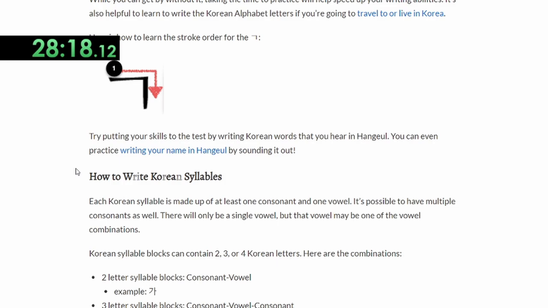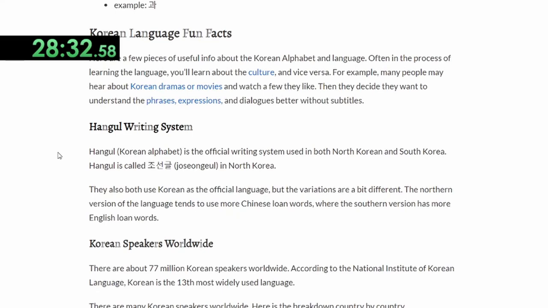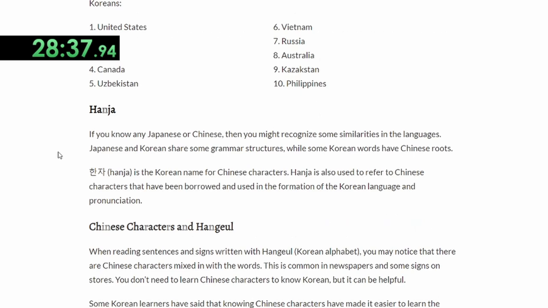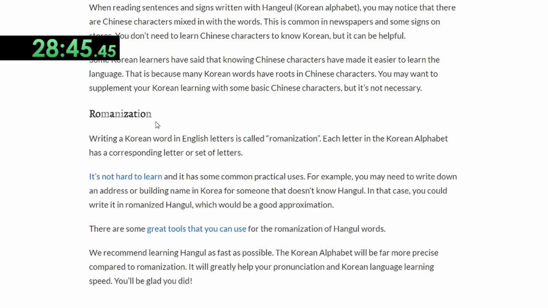Okay, I don't know how much more this is about writing, but most of this I just wanted to hit on reading Korean. So writing, this talks a little bit about reading, or translating, I guess, from Korean to English. So writing a Korean word in English letters is called romanization. Each letter in the Korean alphabet has a corresponding letter or set of letters. It's not hard to learn and has some common practical uses. For example, you may need to write down an address or building name in Korean for someone that doesn't know Hangul. In that case, you could write it in romanized Hangul, which would be a good approximation.